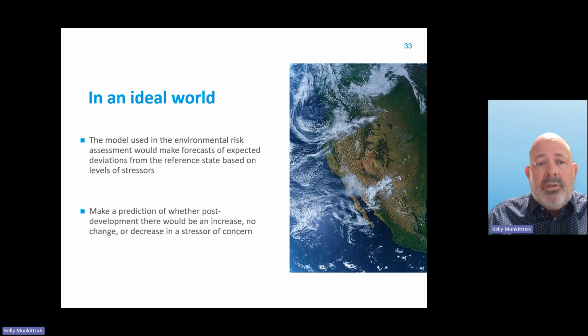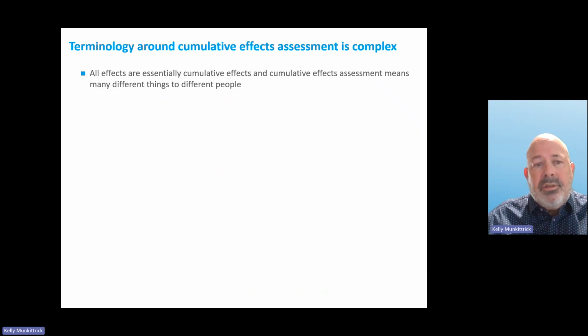In an ideal world, the model used in environmental risk assessment would make forecasts of expected deviations from the reference state based on levels of stressors and make a prediction of whether post-development there would be an increase, no change, or decrease in a stressor of concern. The terminology around cumulative effects assessment is complex. All effects are essentially cumulative effects, and cumulative effects assessment means many different things to many different people.